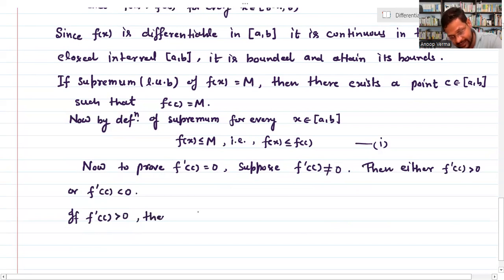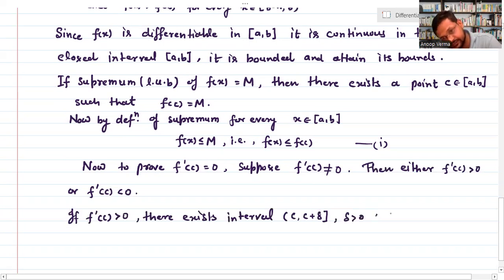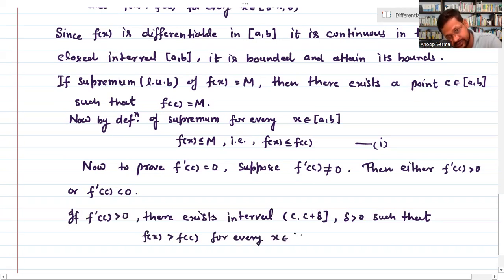so there exists interval we can have c and c plus delta. ओके, where इंटरवल है, इसका मतलब इस इंटरवल के अंदर वो हमारे पास इंक्रीजिंग शो करेगा. ओके, f dash c is greater than zero, there exists interval and delta is positive number such that fx will be greater than this value fc for every x belonging to this interval c comma c plus delta.